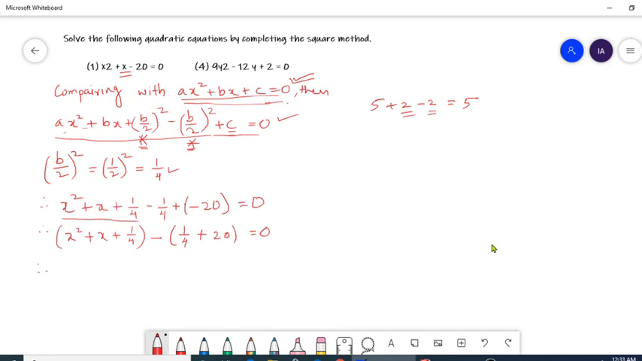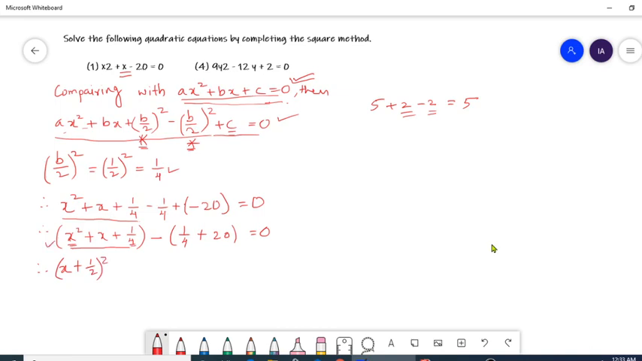Now this is x square plus x plus 1 by 4. So I can write this in the form of (a plus b) the whole square. In order to write this in that form, you just need to take the square root of the first term. So this is your first term, x square, and the square root of x square is x. Plus, this is your third term, so I'll take the square root of the third term, that is (1 by 2) whole square.